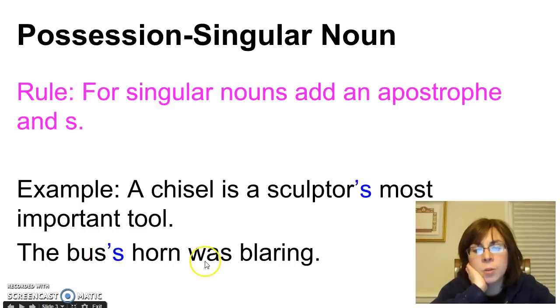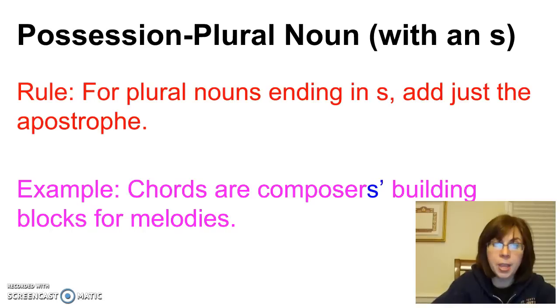The bus's horn was blaring. In this case, bus is singular, so the bus's horn, apostrophe S. By the way, when it comes to S at the end of the word, we're going to discuss that in a video that you're going to watch shortly. So just to review, with possession, we add an apostrophe S to show what something belongs to.